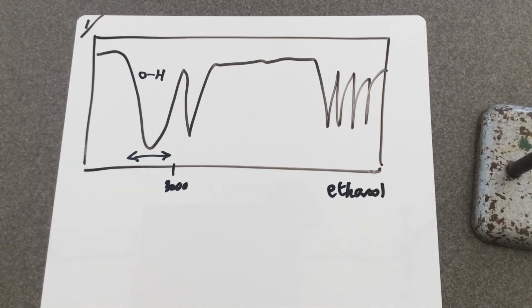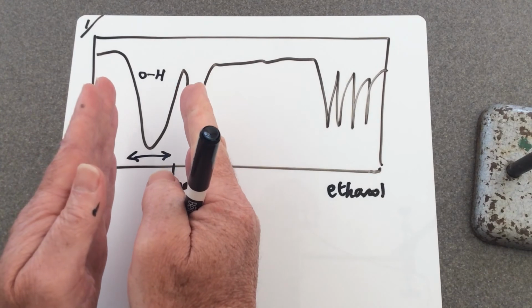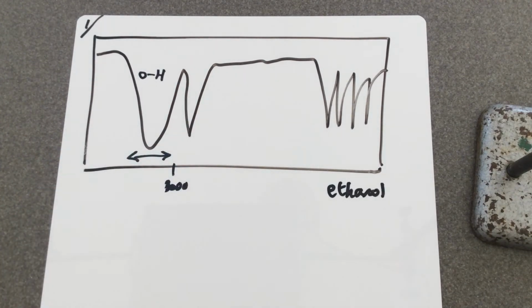They're both going to look relatively broad. So that's a real key. The moment you see something in this region that's broad or wide, you need to be thinking, this molecule contains OH bonds.